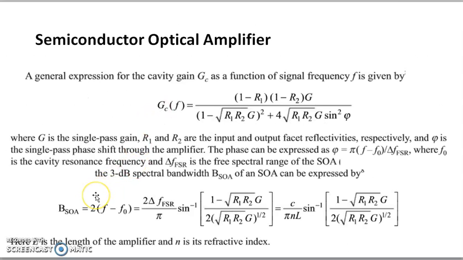We can obtain the bandwidth of a semiconductor optical amplifier. It can be expressed as B_SOA = 2(f − f0) = 2 × (Δf_SR/π) × sin⁻¹[(1 − √(R1R2 G)) / (2 (√(R1R2 G))^(1/2))]. So we can find out the 3 dB spectral bandwidth of a semiconductor optical amplifier.